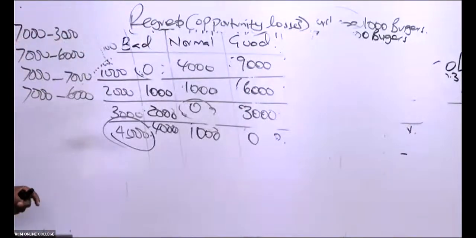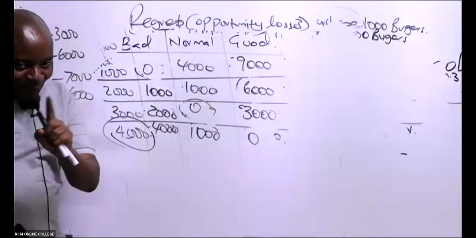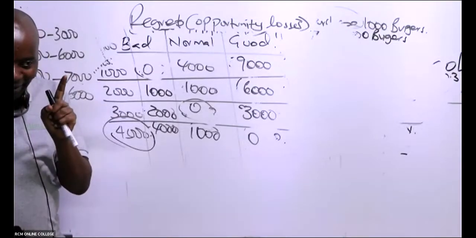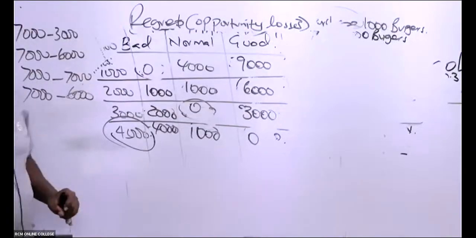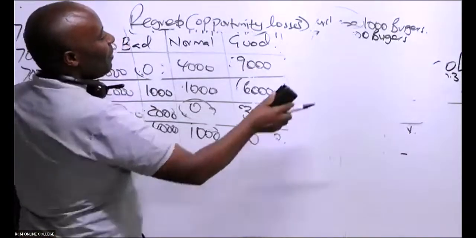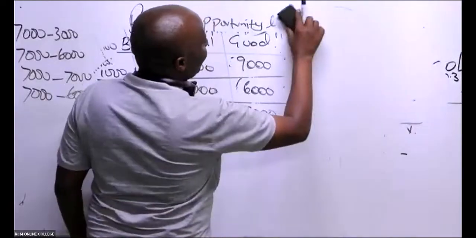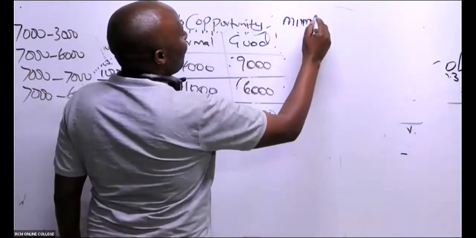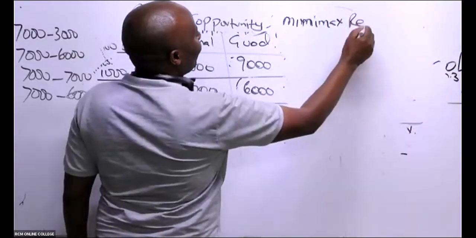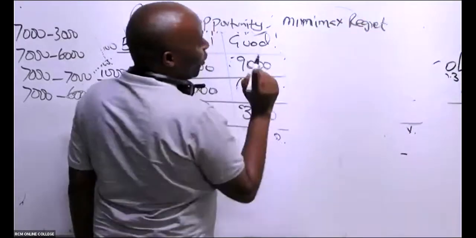But remember, this time around, they don't want me to use E or L. They want me to use the minimax regret method. So how do I use this minimax regret? It's very easy to use. This is what you do.